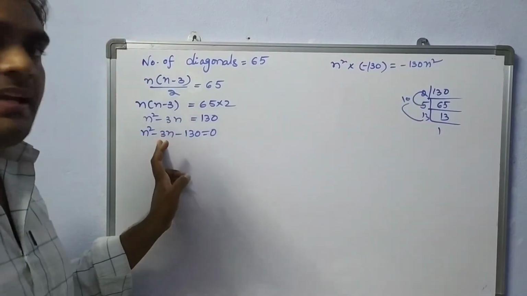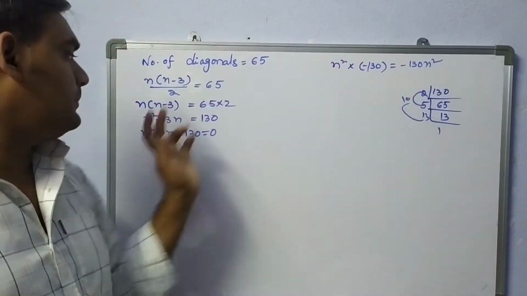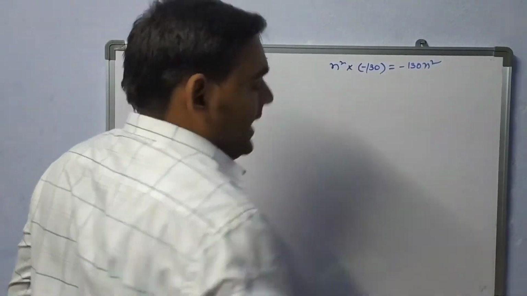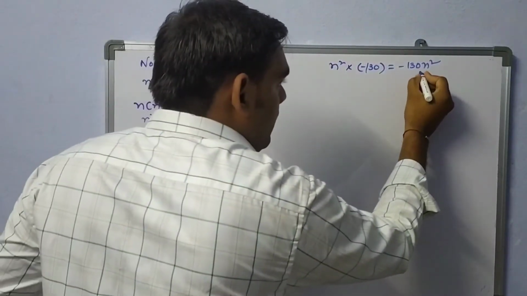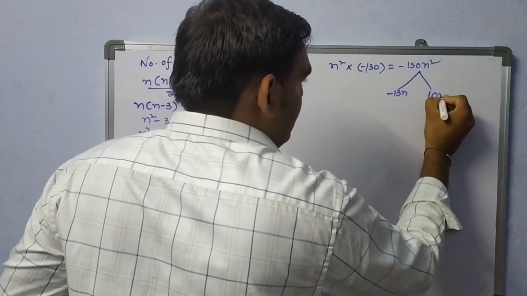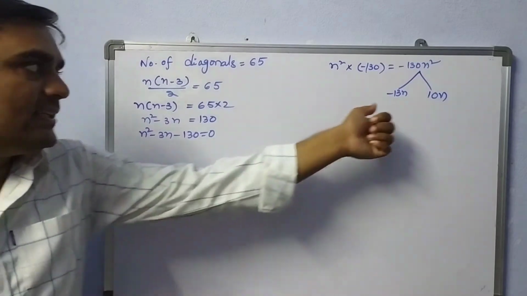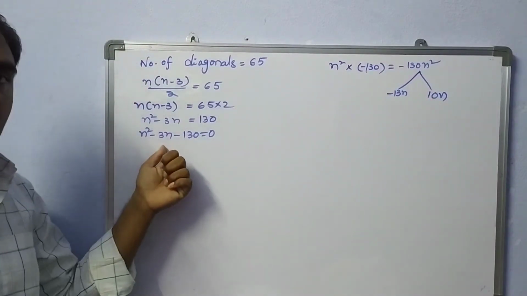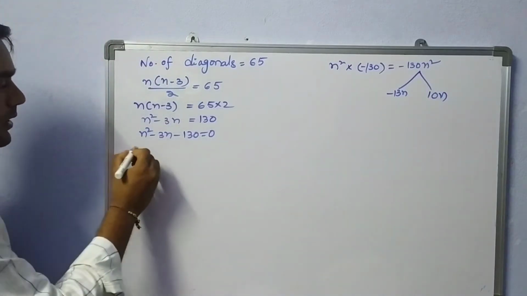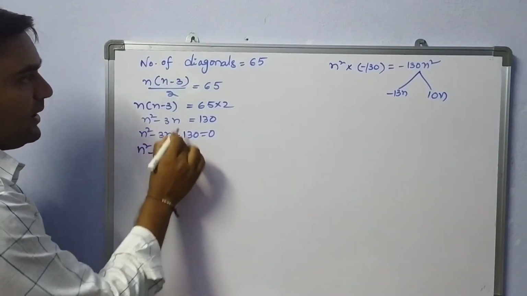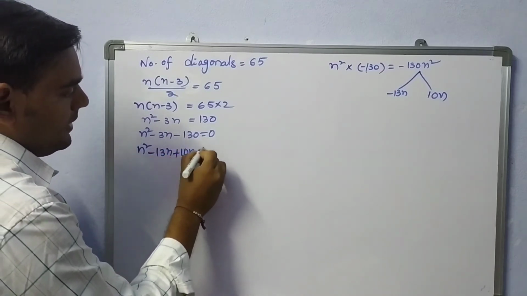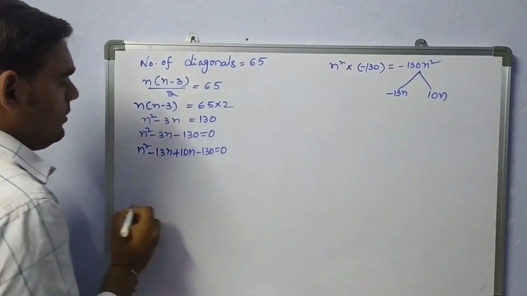Here minus 3n is there, no? So minus 13 plus 10 gives minus 3. We can write minus 130n squared as the product of minus 13n and plus 10n. When we add these two terms, we get minus 3n. When we multiply these two terms, we get minus 130n squared. Now, in place of minus 3n, we can write n squared minus 13n plus 10n minus 130 is equal to 0.